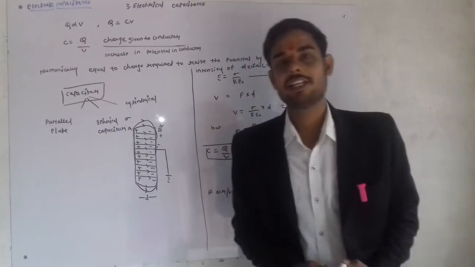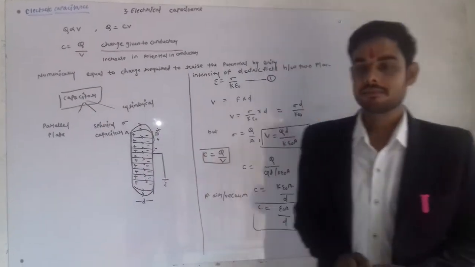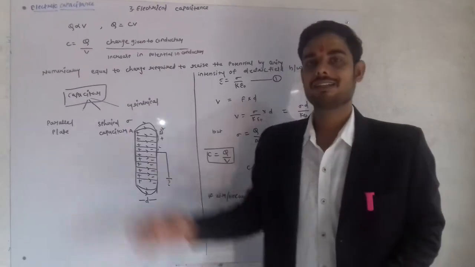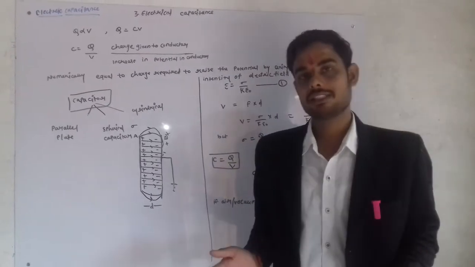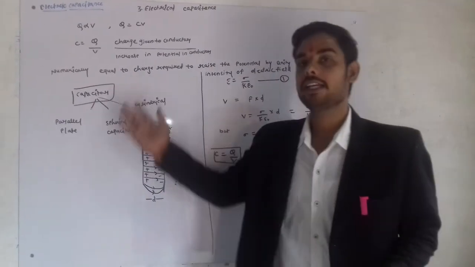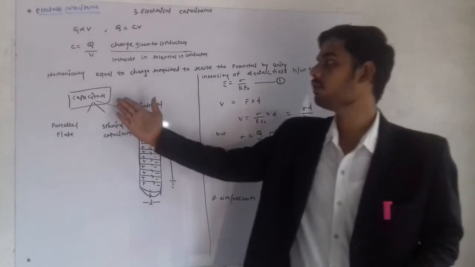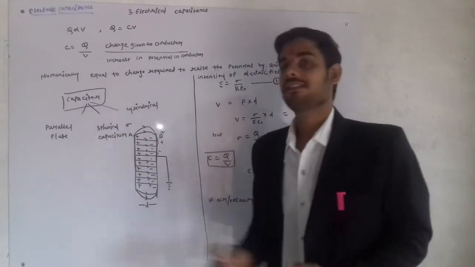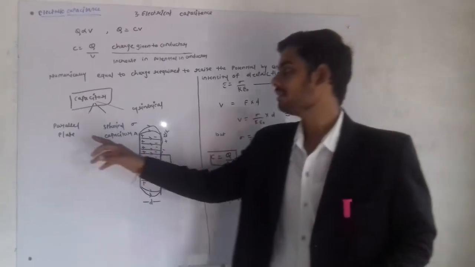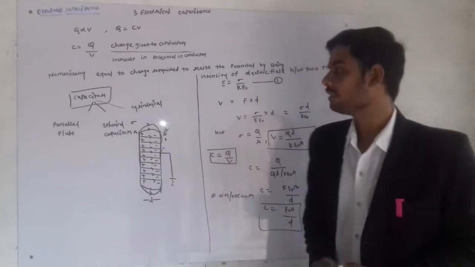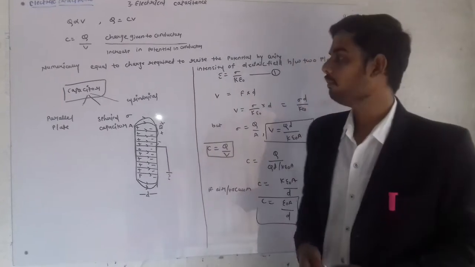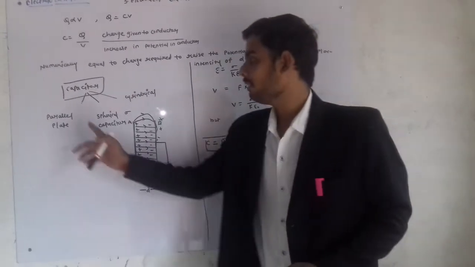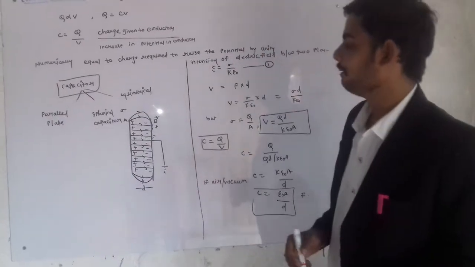Now we'll study about the capacitor. Capacitor is a device which is used to store electric charge. Without changing shape and size, we can increase the charge storage by the use of a capacitor. Generally, capacitors are classified into three categories. The first one is parallel plate, the second is spherical capacitor, and the third one is cylindrical capacitor. So now we are going to study about the parallel plate capacitor.